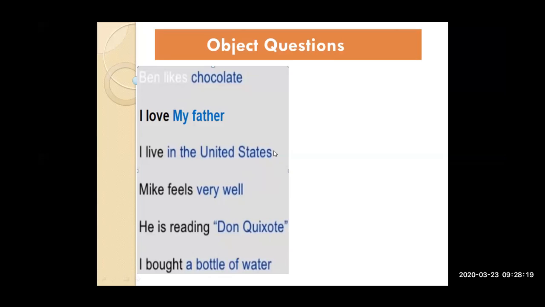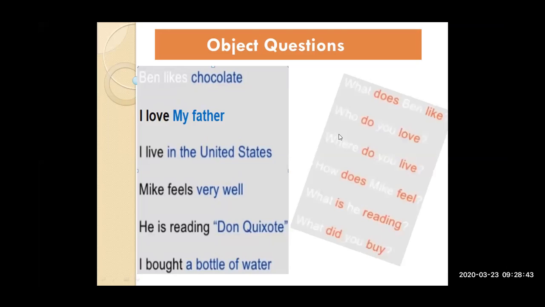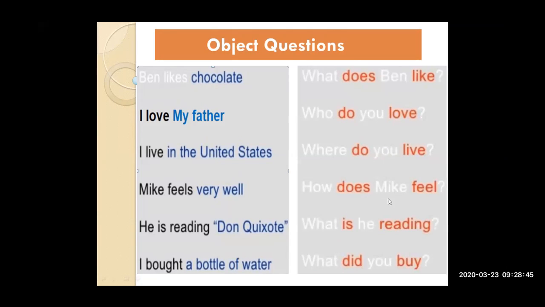I live in the United States. I ask about place, so we use where. Where do you live? Mike feels very well. How does Mike feel? He is reading Don Quixote. What is he reading? I bought a bottle of water. What did you buy? These are the questions. Compare. So again, look here. Does, do, does is a helping verb or auxiliary verb because we ask about the object.